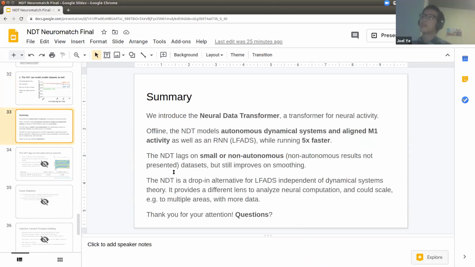There are still many things to prove out before it could be used for real-time application. But yes, this is also a trial-based method. So it can directly be used anywhere LFADS is used.